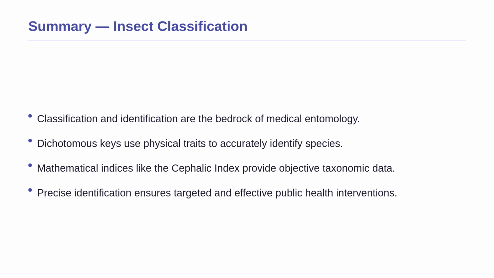We have covered a lot of ground today, so let us review our key takeaways. First, we learned that insect classification and identification form the foundational bedrock of medical entomology. Without it, we cannot distinguish dangerous disease vectors from harmless bugs. Second, we saw how dichotomous keys use specific physical traits to guide us to the correct species. Finally, we discovered that mathematical indices, like the cephalic index and wing ratio, transform visual observations into hard, objective data.